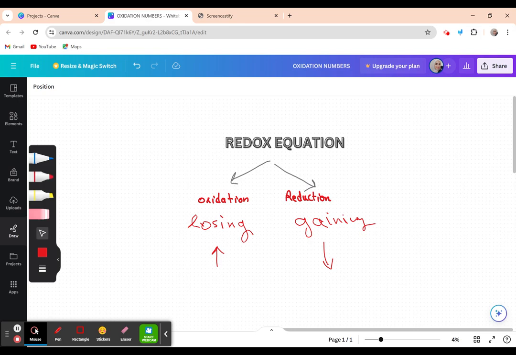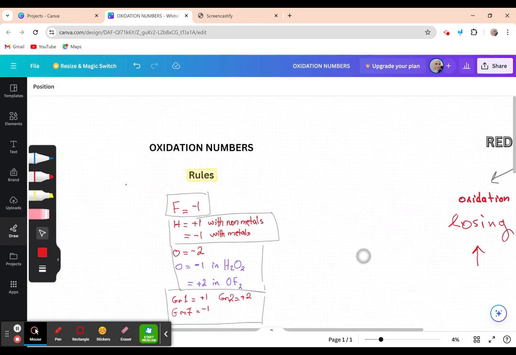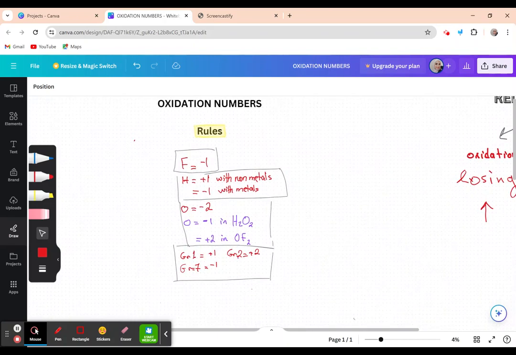Now, if you move to the oxidation number rules, you have to know that fluorine, F, is always -1. There is no exception to it. Hydrogen is +1 with nonmetals and -1 with metals. Oxygen is -2 in most of its compounds, but in a peroxide like H2O2, oxygen is -1, and if it comes with fluorine, as in OF2, oxygen is +2.